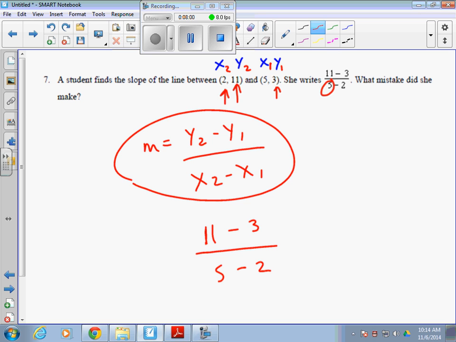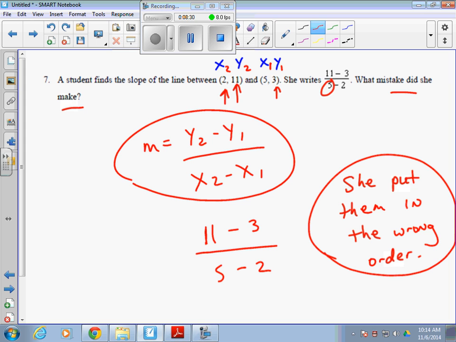So what she did wrong is either she did it at the top or the bottom. Remember, it's going to be one or the other, because as long as you're consistent, it can be either direction. But her mistake, what mistake did she make? She put them in the wrong order. That's the shortest way, I guess, to write that. She put them in the wrong order.